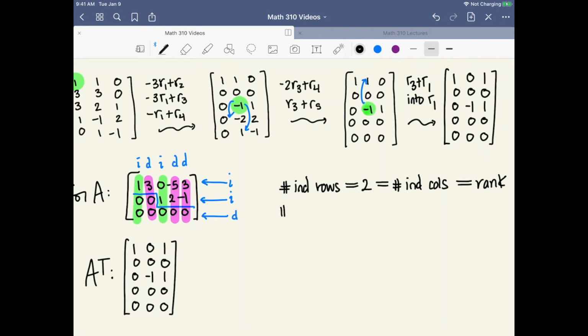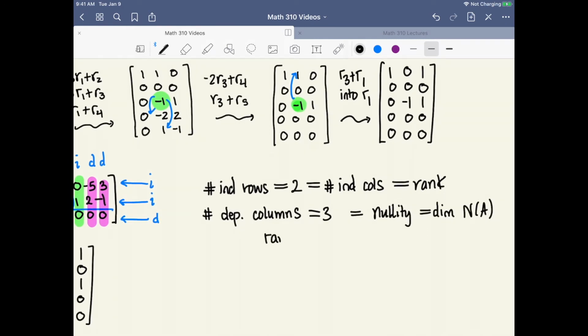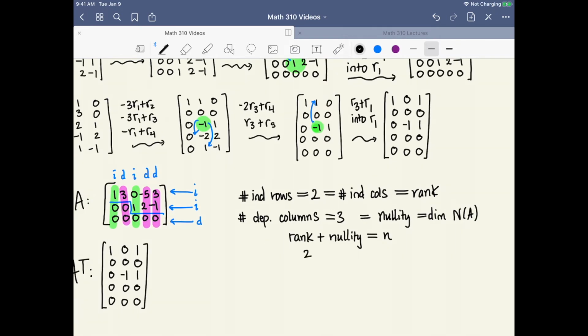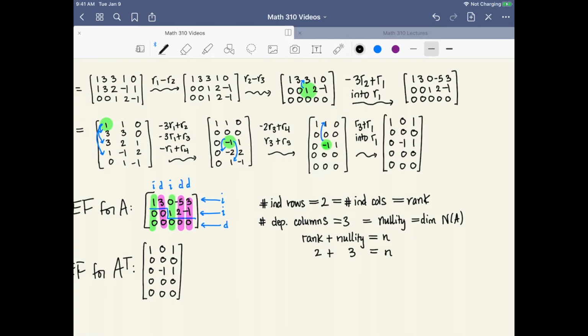The number of dependent columns for my 3 by 5 matrix is the number of remaining columns, which is 3. This is equal to the nullity, which is the dimension of the null space. And I need to have that the rank plus the nullity is equal to the total number of columns, which is n. So I have here 2 plus 3 is equal to n. Later on, when I write down the basis for the null space, I'm going to want to make sure that I actually have 3 basis vectors there. And I want to make sure that I have 2 basis vectors for the row space and the column space.